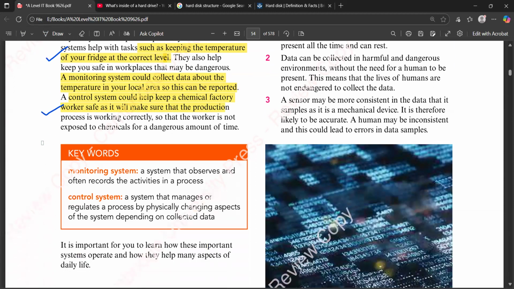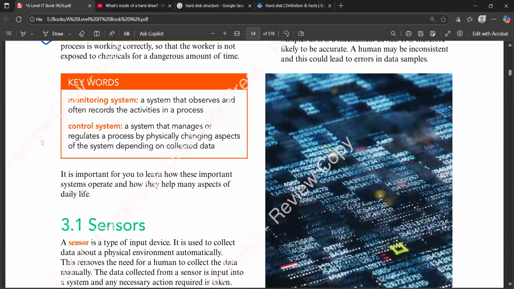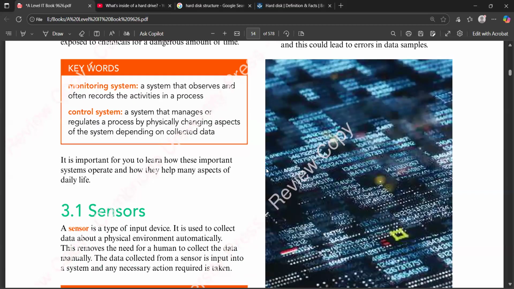A monitoring system is a system that observes and often records the activities in a process. A control system manages or regulates the process by taking actions, by physically changing aspects of the system, dependent on the collected data. Do you have any confusion till here? No, sir. Okay.